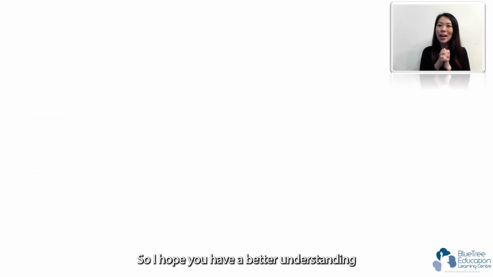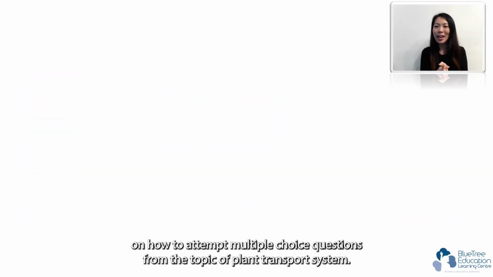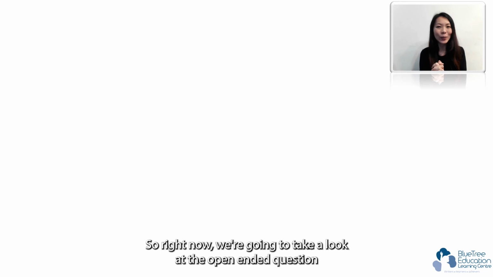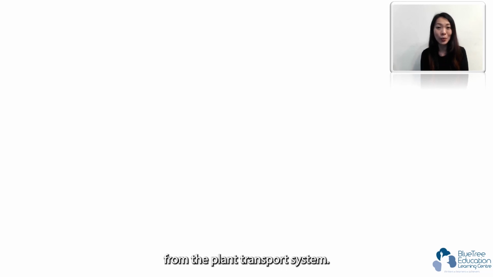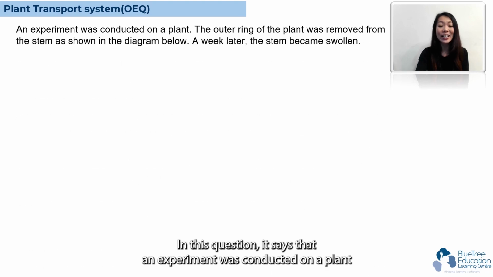So hope you have a better understanding on how to attempt multiple choice question from the topic on plant transport system. So right now we're going to take a look at the open-ended question from the plant transport system, and here we go. In this question, it says that an experiment was conducted on a plant.